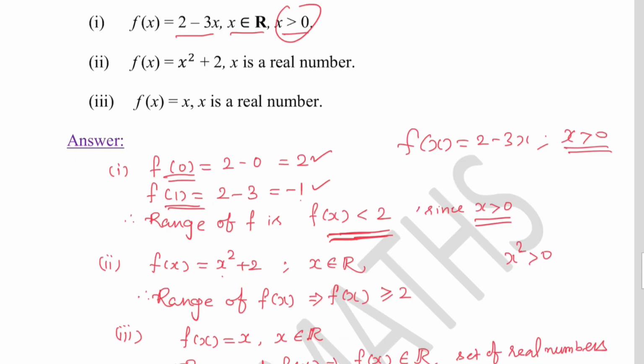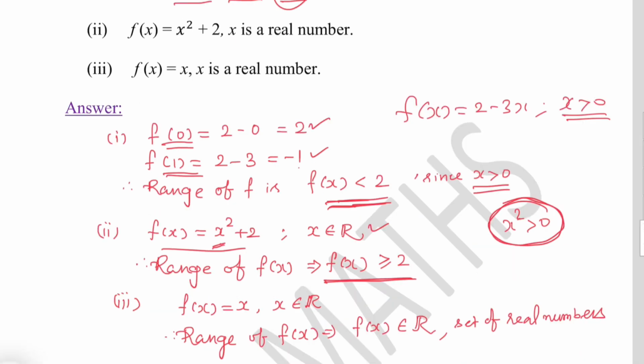And the second question, f of x equal to x square plus 2, and x is the set of all real numbers. So the set of all real numbers, but look at the function definition, x square. Even though x takes a negative value, x square is always positive. The minimum value it can take is 0. So 0 or greater than 0. Therefore if x square is 0, f of x is 2, and if it is greater than 0 it is more than 2. Therefore the range of values is greater than or equal to 2.